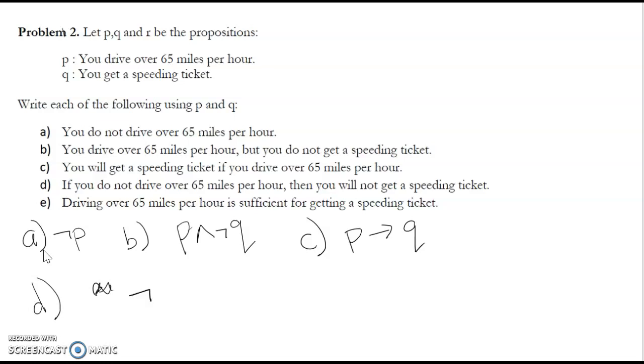So if you're not driving that speed, then you're not going to get a ticket. Keep doing that. All right, lastly, driving over 65 miles per hour is sufficient for getting a speeding ticket. So this is another fancy word, but this just means that if you drive over 65 miles per hour, then you're going to get a speeding ticket. Okay, so again, C and D are speaking of the same thing. They mean the same thing, but just because in our language, it is stated a little differently.